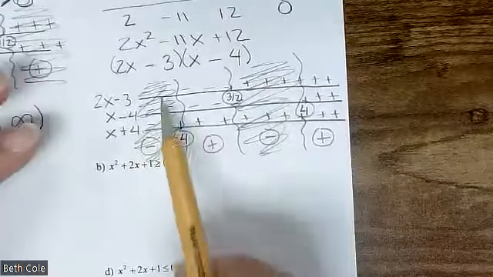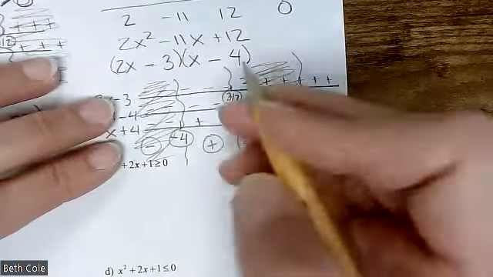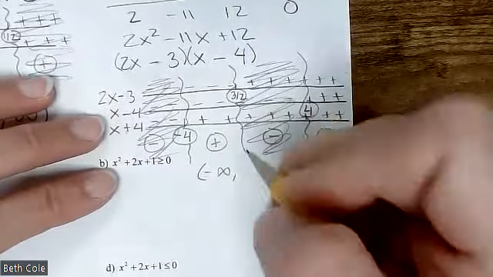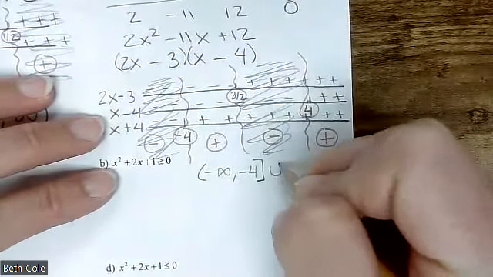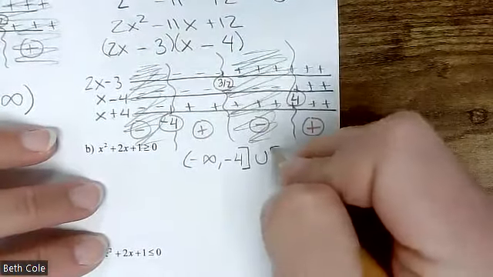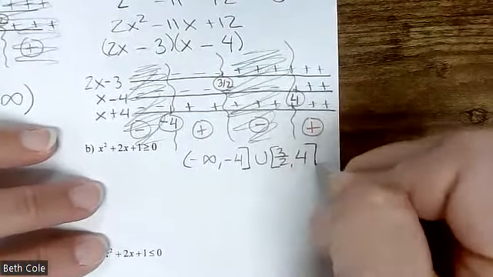Okay. So how would you write this first section? Until -4, good, bracket, union. And then this section, perfect.